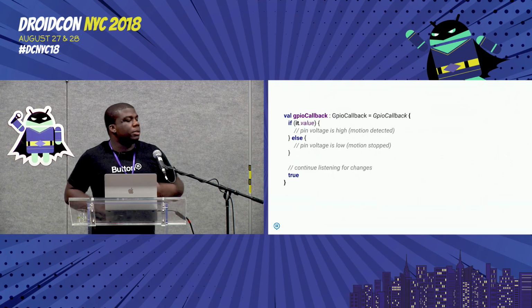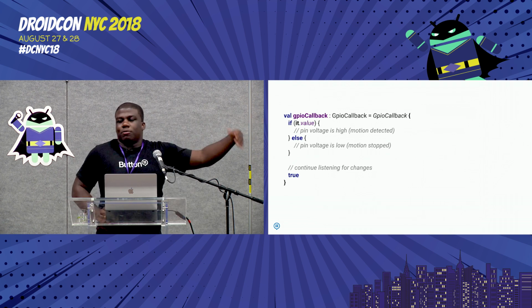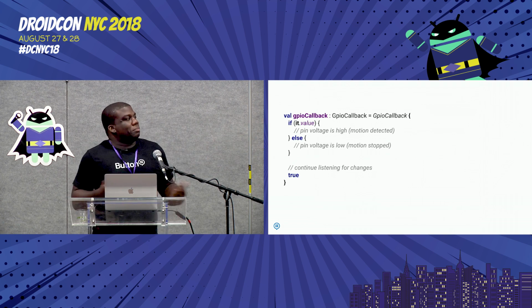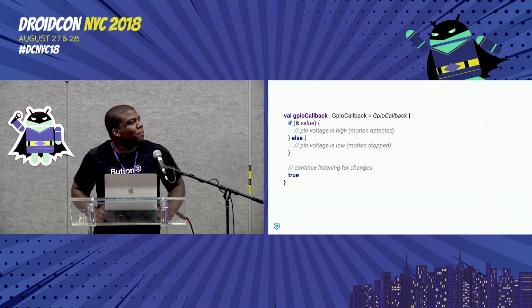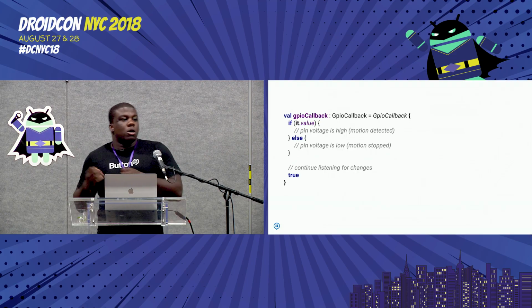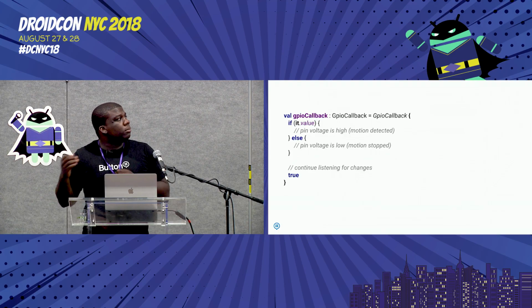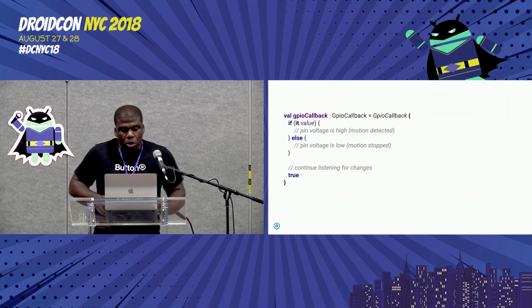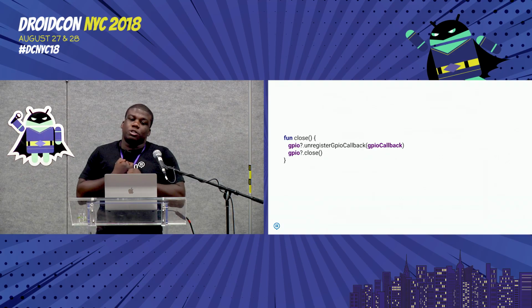And I returned true because I wanted to keep listening to this. In certain use cases, with certain peripherals, after a certain point you want to return false. I can't really think of any right now, but in this case, we want to keep getting these updates, whether or not the motion sensor detects motion. And of course, whenever you're closing it, make sure you unregister your callback, and of course close the GPIO pin.